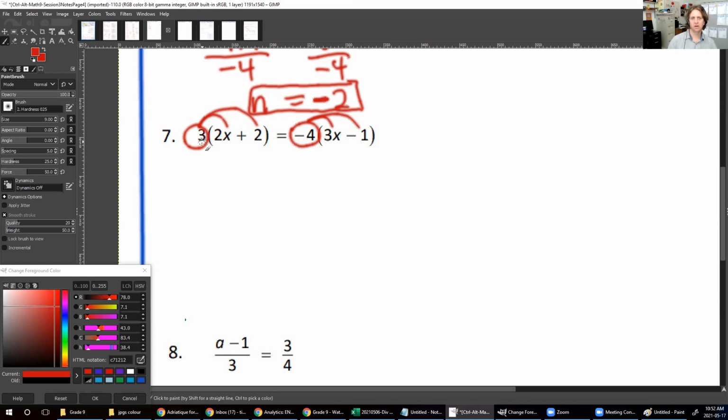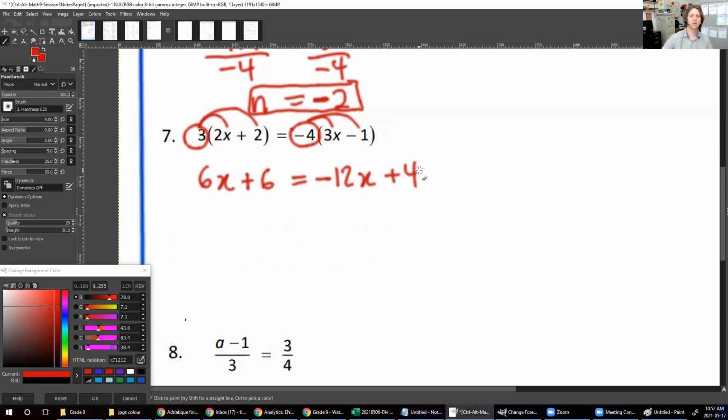So let's do this first part. 3 times 2x gives me 6x. 3 times 2 gives me plus 6. Okay, negative 4 times 3x. It's going to be a negative. 4 times 3 is 12, and there's just one x. Negative 4 times negative 1 gives us plus 4.